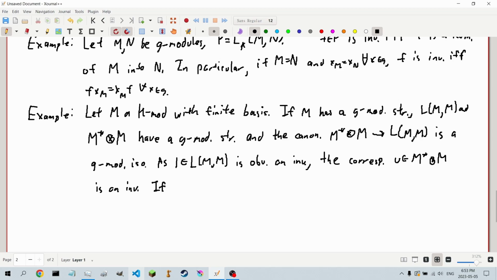If e_i, i from 1 to n, is a basis of M, with a dual basis e_i star, then U is the sum of all e_i star tensor e_i.